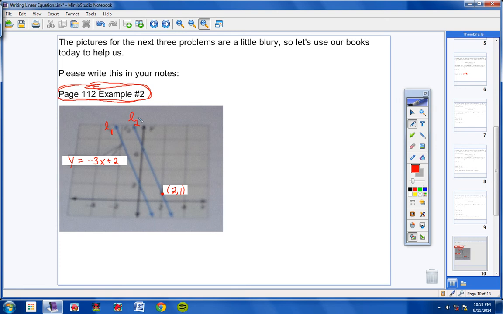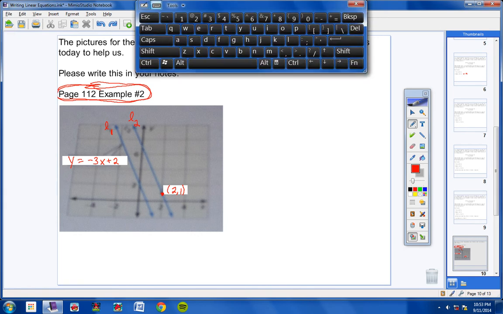Now the problem reads as follows. You can follow along as I read it. Line 1 is given by this equation. So, does everybody see this blue line right here? I'm highlighting in red. Here's the equation for that line: y = -3x + 2. Got it? Okay, let's continue on. Line 2 is parallel to line 1 and passes through the point (2, 1). Find the equation for line 2.